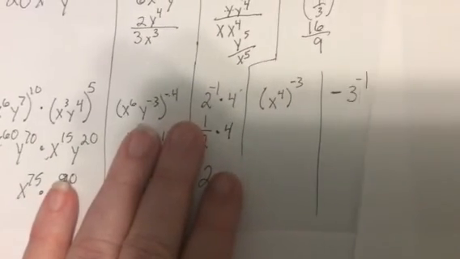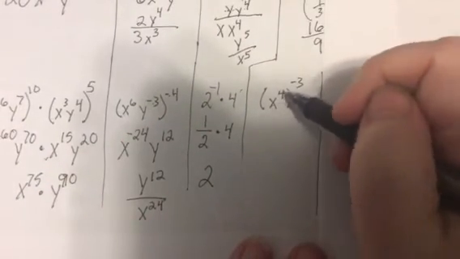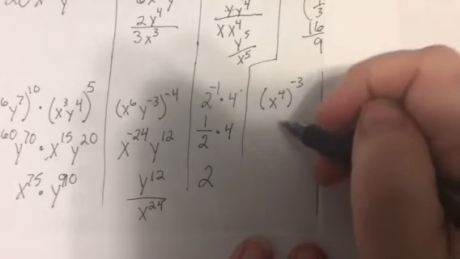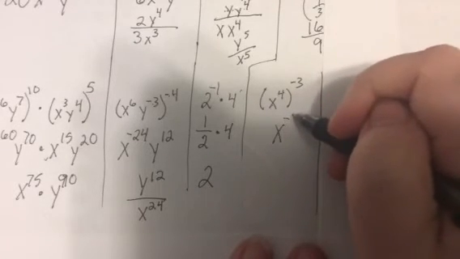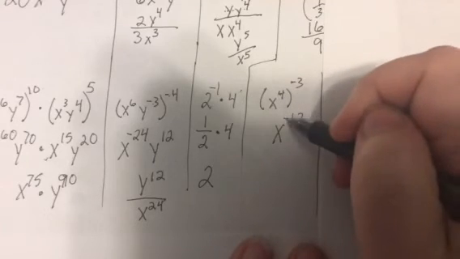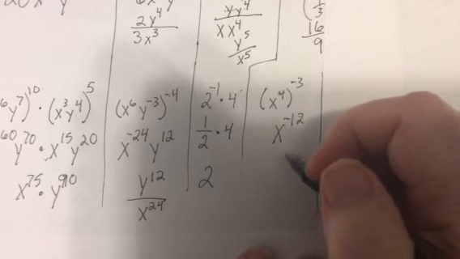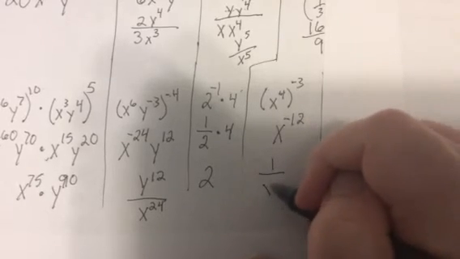Now again, pause. Well, there's only 2 left, so hard to pause now, but base raised to power, then raised to another power. You multiply the powers. 4 times negative 3 would be negative 12. A negative means what? Take the reciprocal or flip it. Flip it.